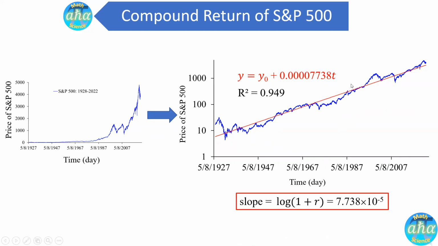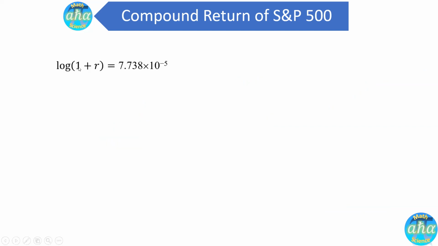And the slope here, as we discussed before, is equal to log of 1 plus R, which is 7.738 times 10 to the negative 5. And this R is the daily rate of return, because we are measuring time in days as a unit. So we can look at this equation and figure out the exact daily rate of return. We get rid of the log, so 1 plus R is equal to 10 to the 7.738 times 10 to the negative 5. Remember, this is the log at base 10.